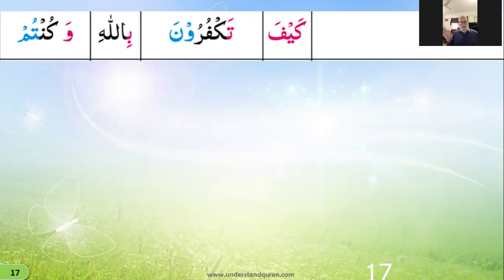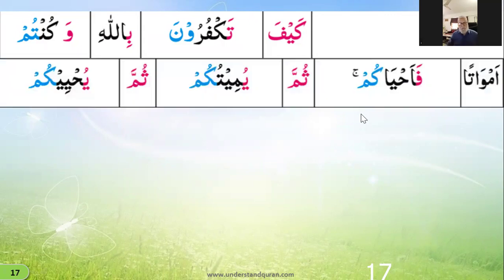Kana, kanu, kunta, kuntu, kuntum, kunna, kuntum. Look, the kuntum is coming from the kana table. The next word is amwatan. Look, there is fatatan, double fatah, tanween, telling it's an ism. Fa is a harf. Ahyakum.